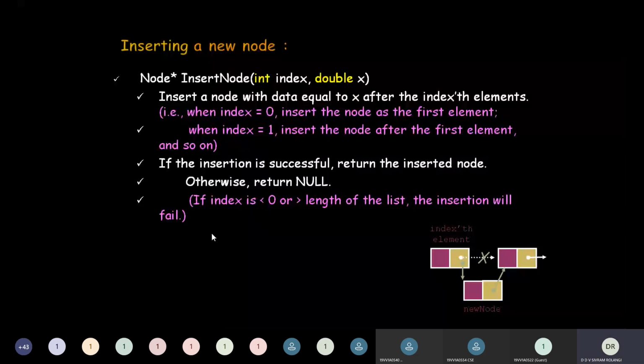As you can see here in the diagram, the indexed element is this one and the new node is this one. Earlier we have this link between the indexed element and its next element. Now you have to manipulate your pointers in such a way that the indexed element's next points to the new node, and the new node's next points to the indexed element's old next. That we'll see in the next slide.